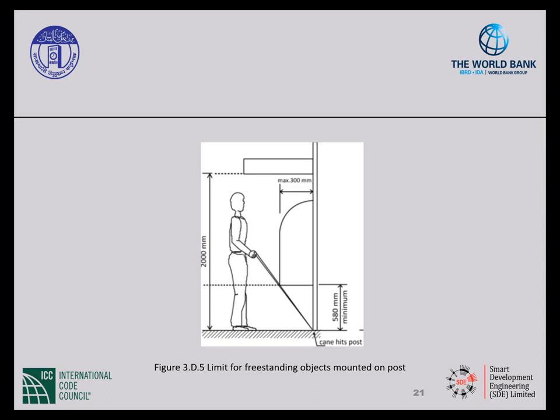If you have an overhead sign, then the bottom edge should be no closer than 2,000 millimeters to the floor. If the sign or other object is below that mark, then the lowest edge should be no more than 580 millimeters above the floor, and the object should project no more than 300 millimeters from the post.